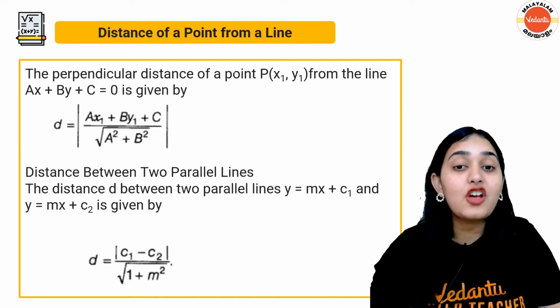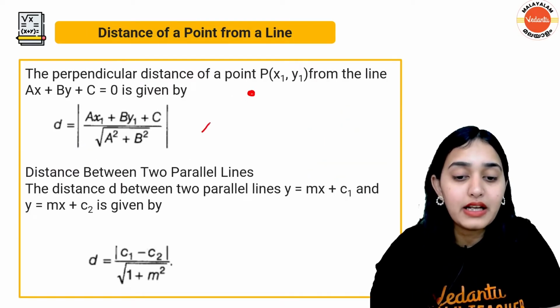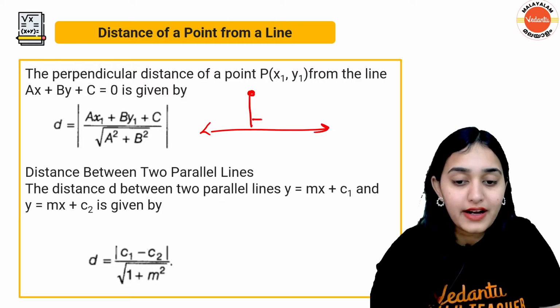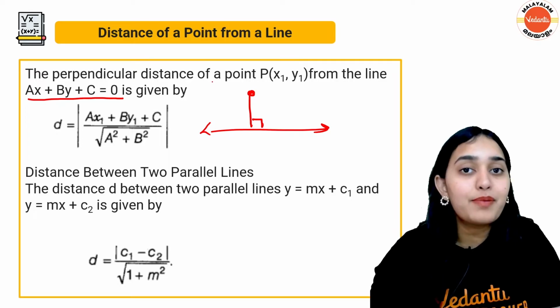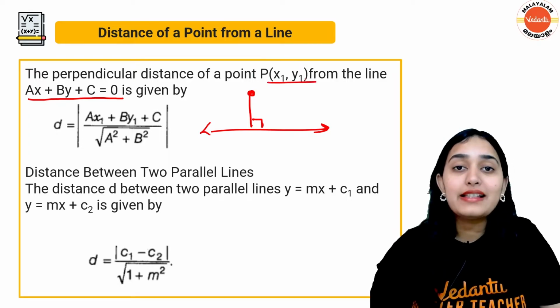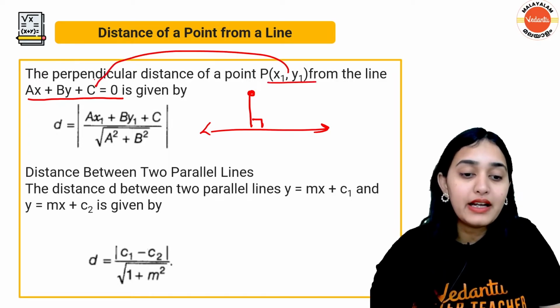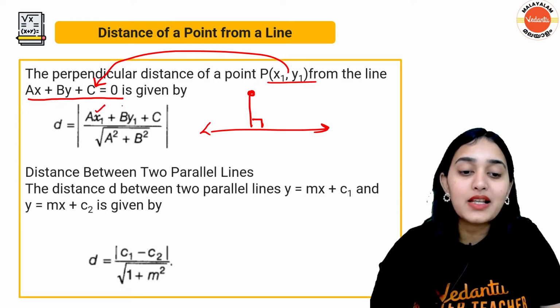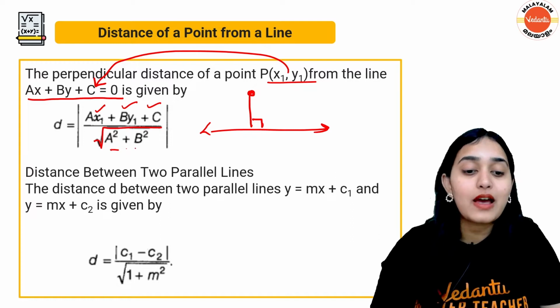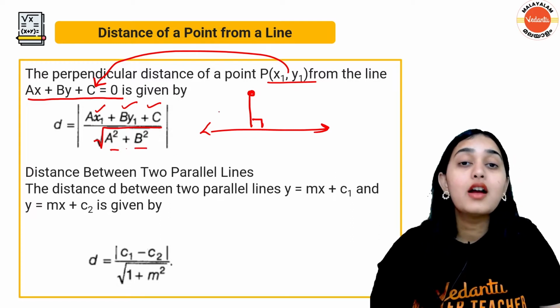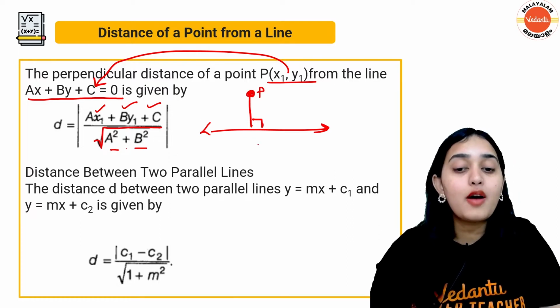Next is the distance of a point from a line. Suppose this is a point, this is a line, and you want to find the distance. What will you do? The equation of the line is ax plus by plus c is equal to 0. The point is x1, y1. Put this point in this line. So a into x1 plus b into y1 plus c, divided by square root of a square plus b square. This is the formula for the distance of a point from a line.